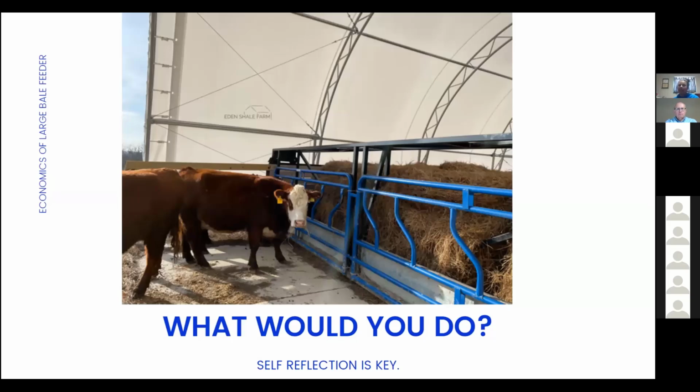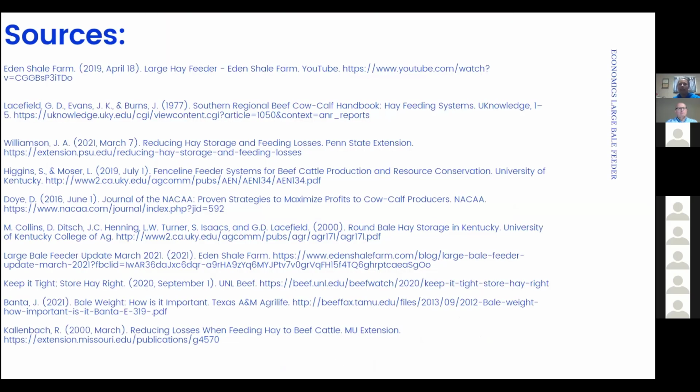So back to in the beginning, what would you do on your farm? Self-reflection is key. What is best for my family's operation is not best for everybody else's down the road. So they have to really think about what their priorities are and what is best for them personally. And then these are my sources.